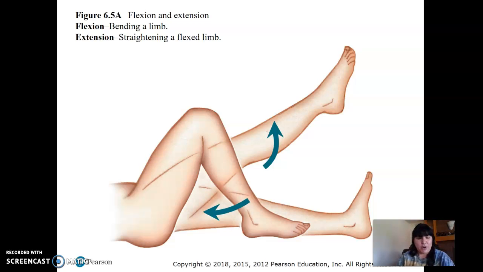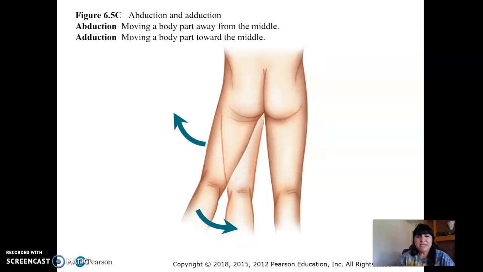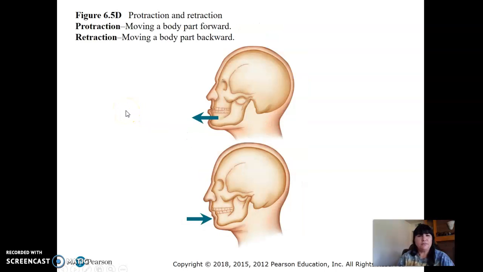So here are some examples. This would be flexion. It kind of decreases the joint angle. Extension increases the joint angle. If the joint is the knee, this would be flexion, this would be extension. Circumduction, so going around, we could do that with our shoulder. Abduction, adduction. Again, think of adduction, we're going in. Abduction, going out. Protraction, retraction. It says protraction, moving part forward, retraction, moving it back. Again, a picture is worth 1,000 words.